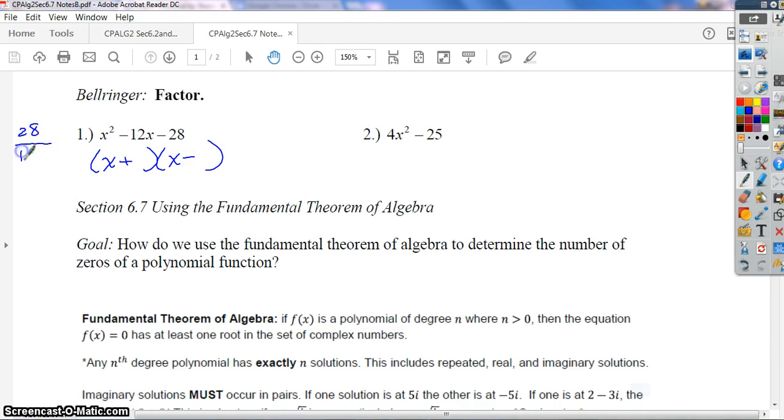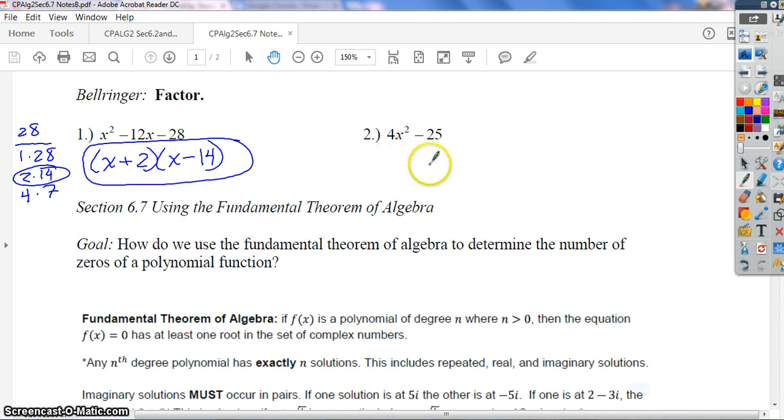If you're listing all the numbers that multiply to be 28, this is what we're looking at. 3 doesn't go in. 4 does, and that's it. So which ones have a difference of 12? It would be 14 and 2. Finished. Over here, no GCF.